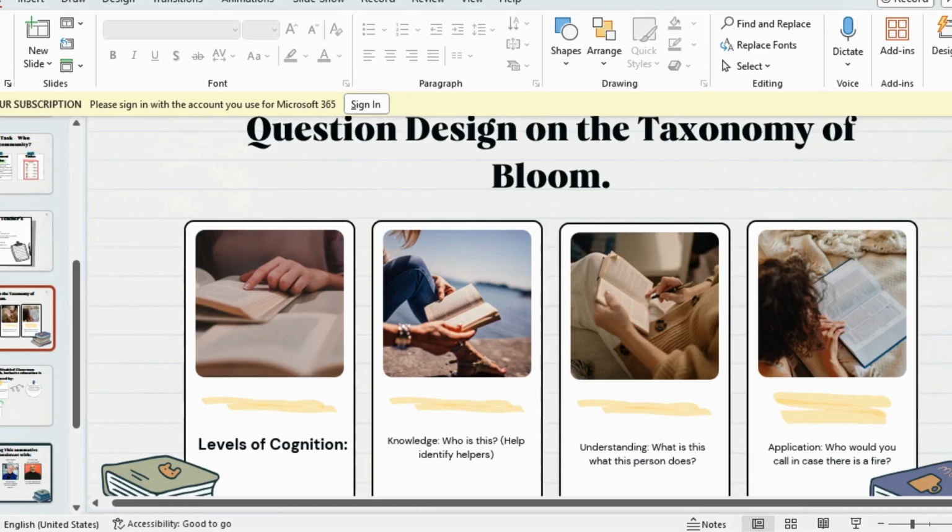Now, this shows how the assessment connects to Bloom's taxonomy, which helps structure questions according to different levels of thinking. At the knowledge level, I might ask, who is this? So students can identify the community helper by name or role. At the understanding level, the question becomes, what does this person do? Encouraging students to explain the helper's duties or how they serve the community.